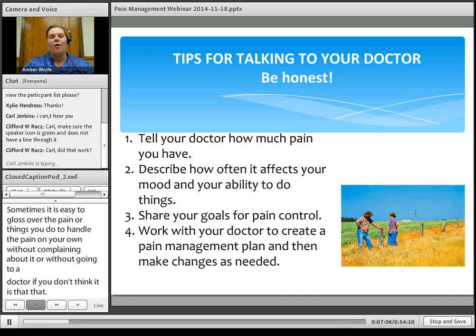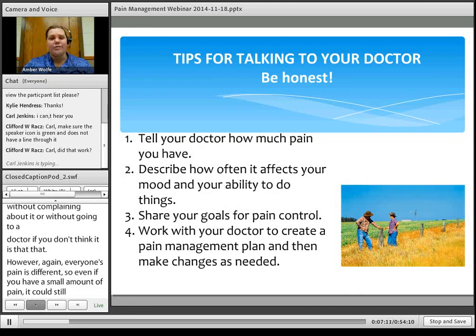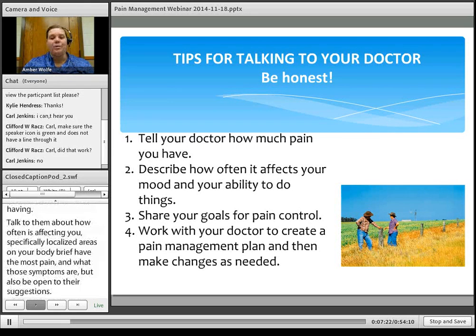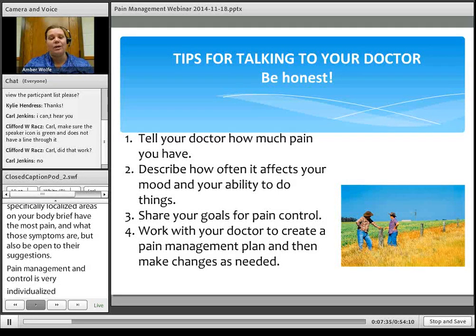Talk to them about how often it's affecting you, specifically localized areas on your body where you have the most pain and what those symptoms are, but then also be open to their suggestions. Pain management and pain control is very individualized, so you have to be open to trying maybe a new supplement or a topical ointment before moving into some of the more medical aspects of pain control. Make sure you're willing to work with your doctor on your management plan and know that the plan might adapt several times over the years before you find a method that really works for you specifically.